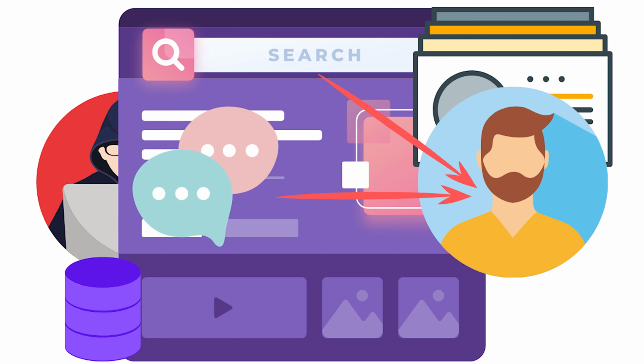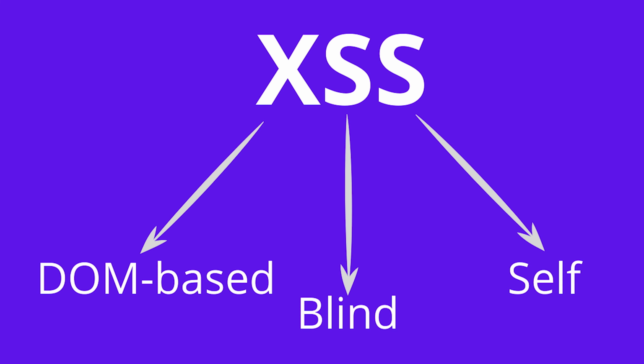For example, if you create a profile on a website with an XSS payload as your name, the XSS might not execute when you view your profile. Instead, it might execute when someone searches for your name or sends you a message. You can also classify XSS attacks into the following three subcategories: DOM-based, blind, and self.